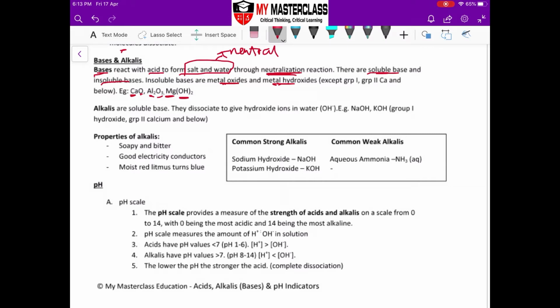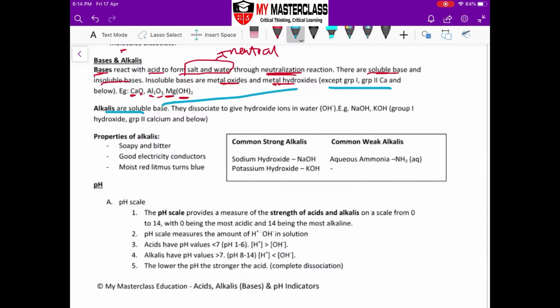They react with acid to form salt and water only. Over here we have all the metal oxides, all the metal hydroxides are bases, except the group 1, group 2 calcium and below. So group 1 oxide, group 1 hydroxide, group 2 calcium hydroxide and below, calcium, beryllium and so on and so forth. Group 1 is your sodium, potassium hydroxide. They are what we call soluble bases.